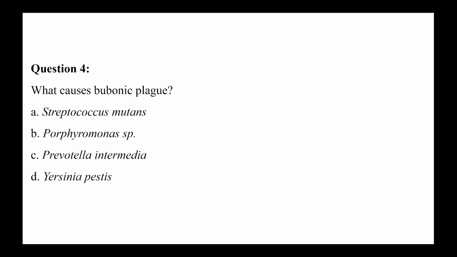I'll move on to the next question. Question number 4. What causes bubonic plague? Option A, Streptococcus mutans. Option B, Porphyromonas species. Option C, Prevotella intermedia. And option D, Yersinia pestis. What causes bubonic plague? Streptococcus mutans, Porphyromonas species, Prevotella intermedia, Yersinia pestis.